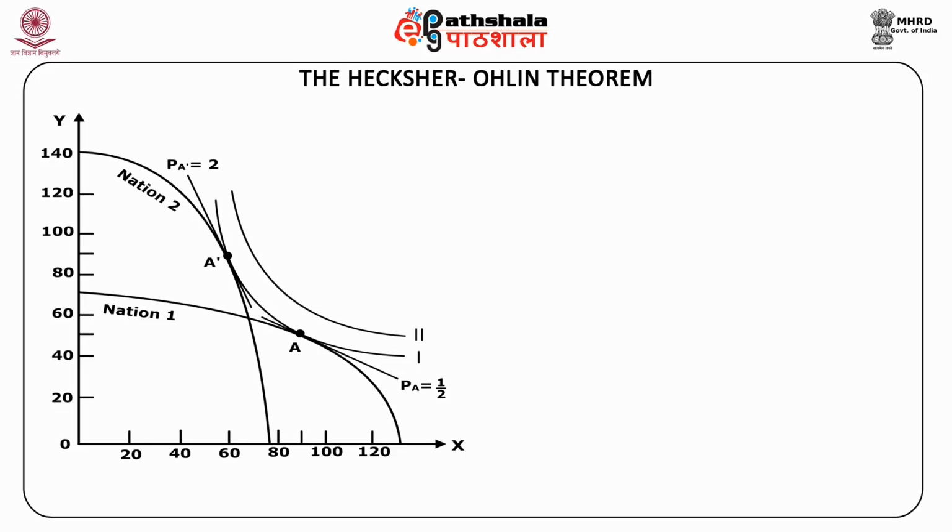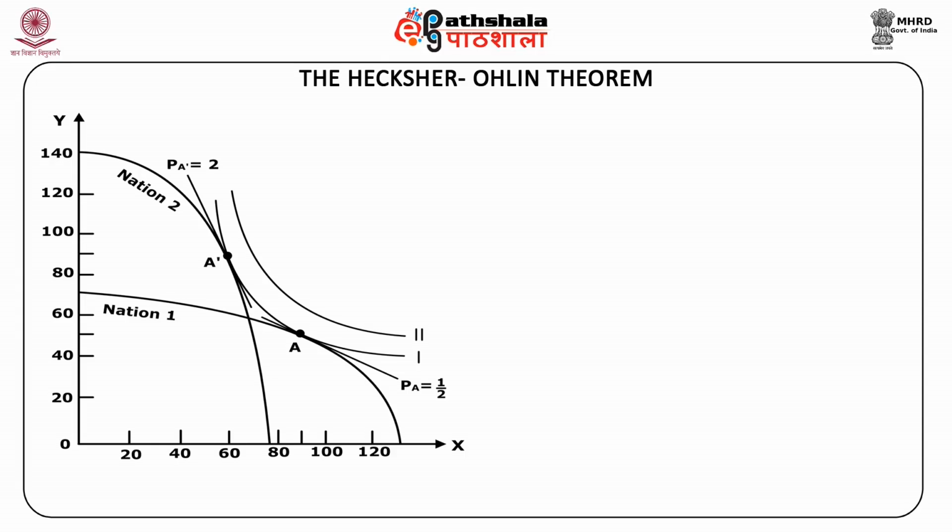This is the autarky, that is, the no trade equilibrium, where the production and consumption points are the same for both the nations. The price line for both nations is given by the price of X divided by the price of Y in Nation 2, and the price of Y divided by the price of commodity X in Nation 1.